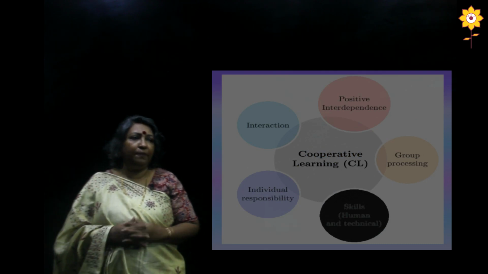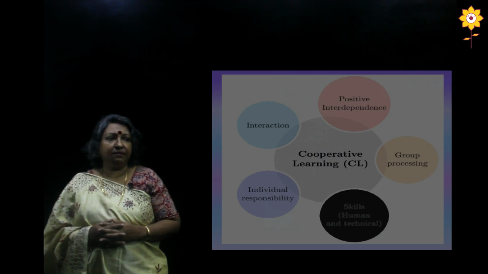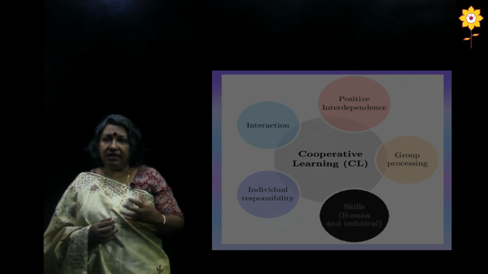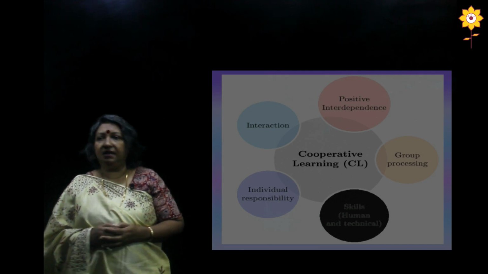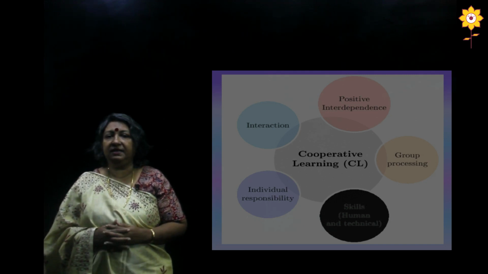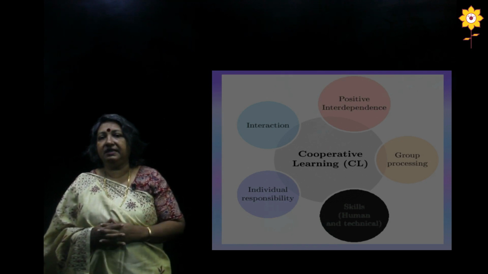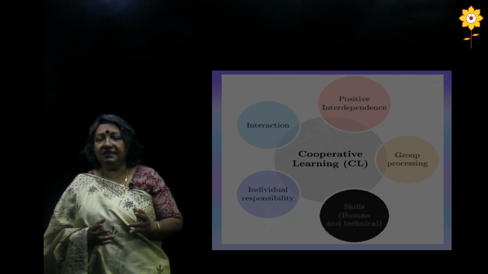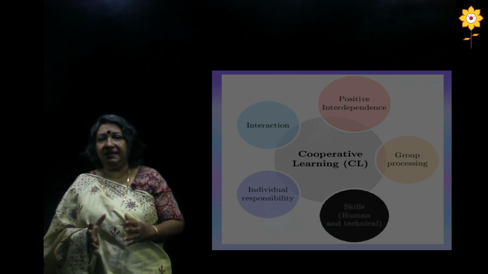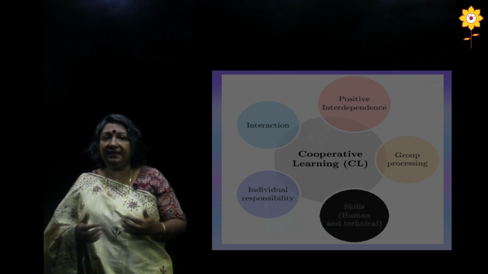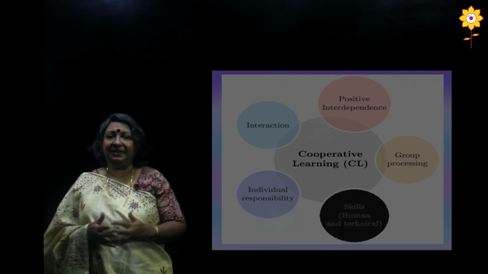Now, if you look at cooperative learning, some of the aspects of cooperative learning are positive interaction or interdependence between the students. Not only between the students, but between the teacher and the students. Interdependence is different from dependence. Interdependence is where both parties are giving something to each other.